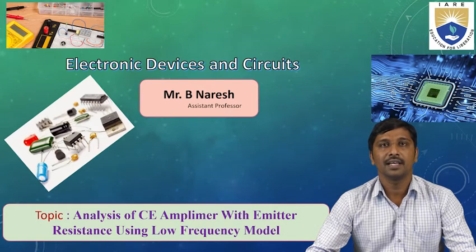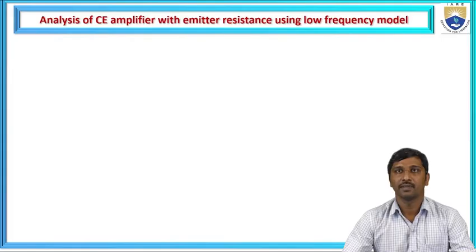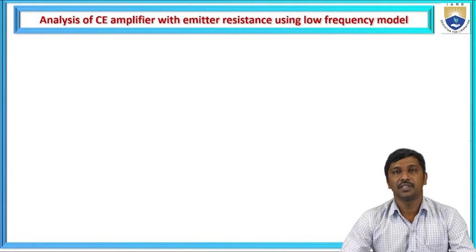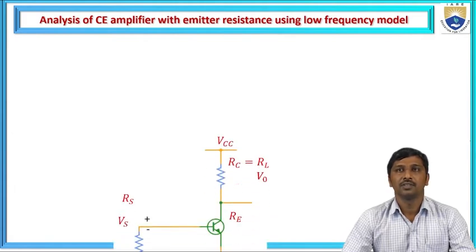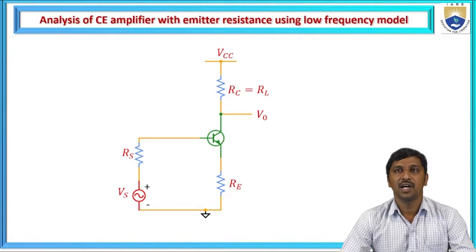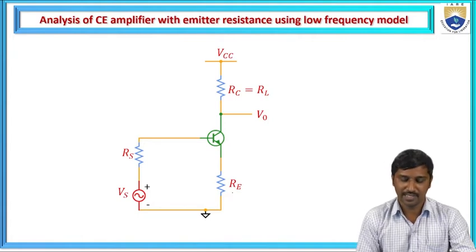Today's topic is analysis of CE amplifier with emitter resistance using low frequency model. Let us consider, for amplification, we observe that common emitter configuration is more suitable based on the gain factor of the configuration. So hence, here I use this common emitter configuration with emitter resistance that is represented as RE.